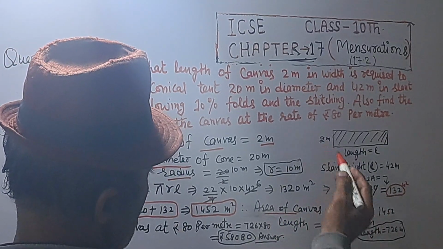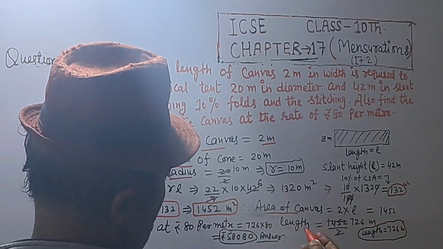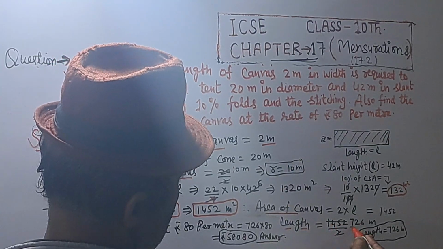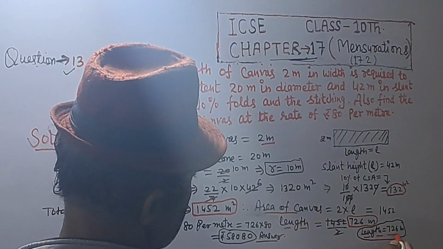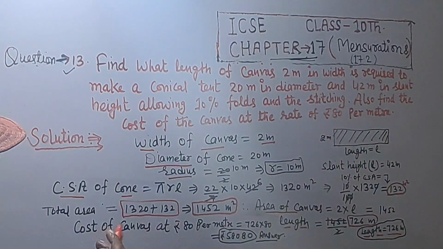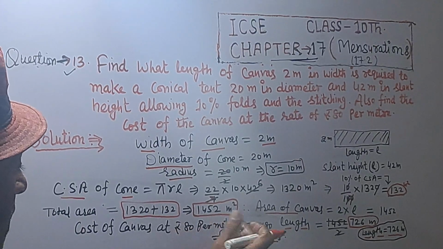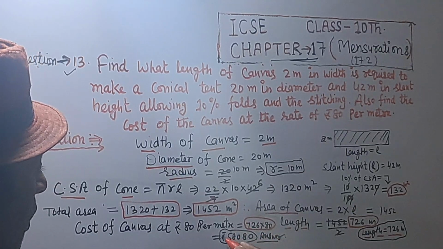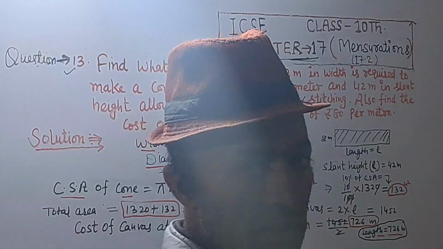Length is L and breadth is 2 meter. 2L is equal to 1452. So length is equal to 1452 divided by 2, that is equal to 726 meter. So length of canvas is equal to 726 meter. First we find the length of canvas, and cost of canvas at the rate of rupees 80 per meter is equal to 726 multiplied by 80, that is equal to rupees 58,080. Answer. Thank you.